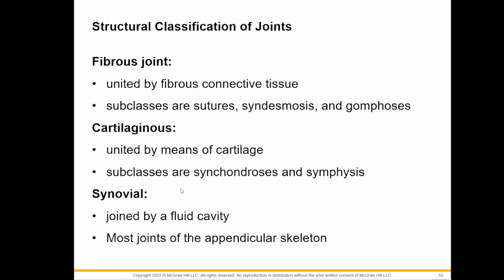And then we also have synovial joints. These synovial joints are joints that have a fluid cavity. And usually you will find them in the appendicular skeleton, like in between the knees, or in the elbows. We have synovial joints there.